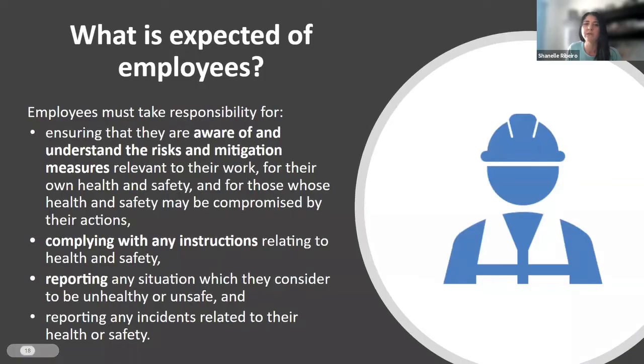Okay, so after looking at what the organization's responsibilities are, let's have a look at what is expected from employees. So you yourself must take responsibility in understanding the risks and mitigation measures relevant to your work, for your own health and safety, and also for those whose health and safety may be compromised by your actions. You must comply with any instructions related to health and safety, so wearing the PPEs that were issued to you, and reporting on any situation which you consider to be unhealthy or unsafe, or in any incident that has occurred must also be reported.